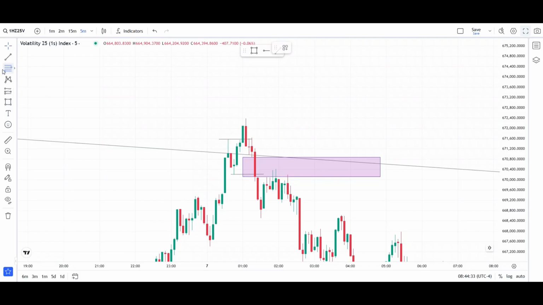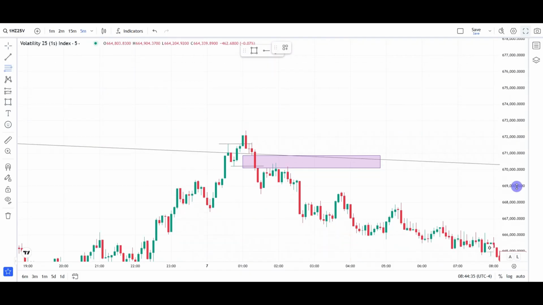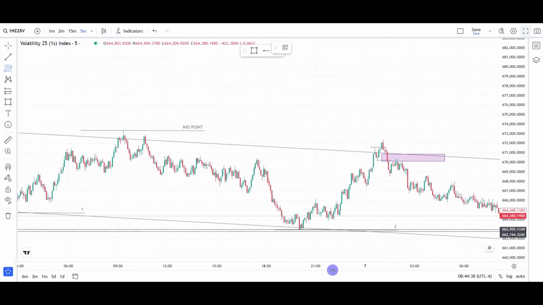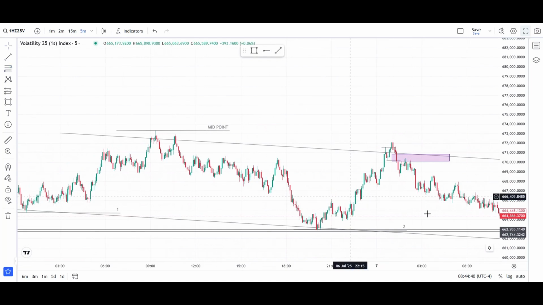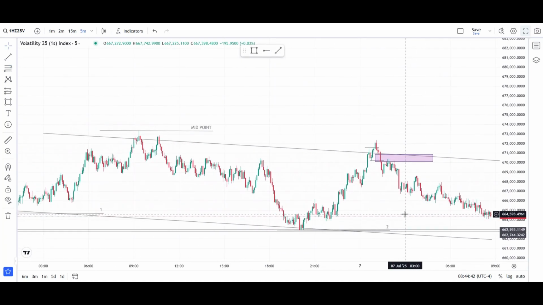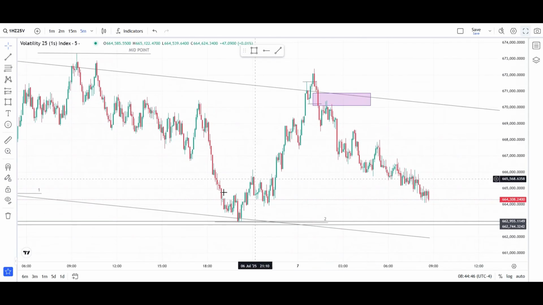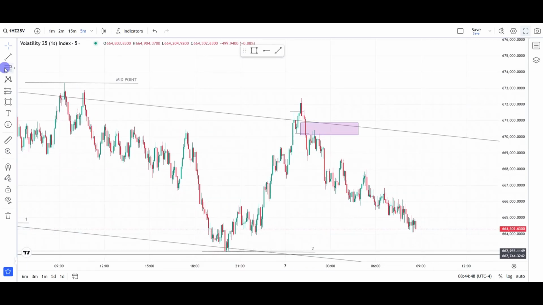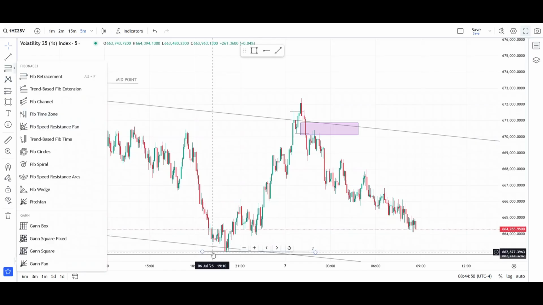Okay, before I want to measure my midpoint, right? But you see how price eventually dropped after that. It's still going down. I went out early. I wasn't trying to hold it. I wasn't trying to hold it for long. So that's one of the reasons why I went out early.